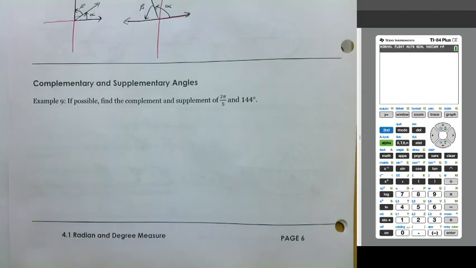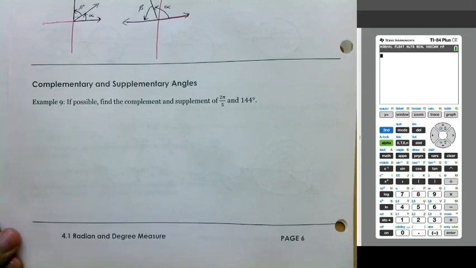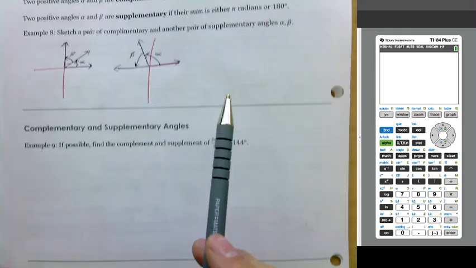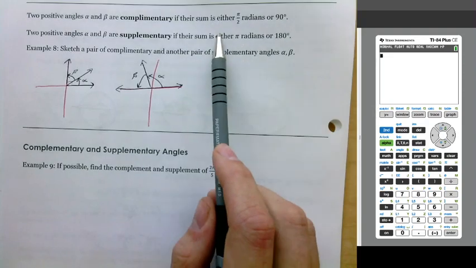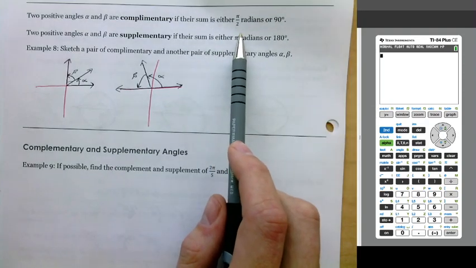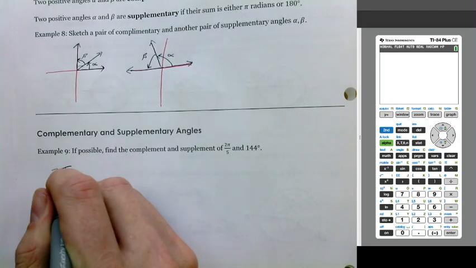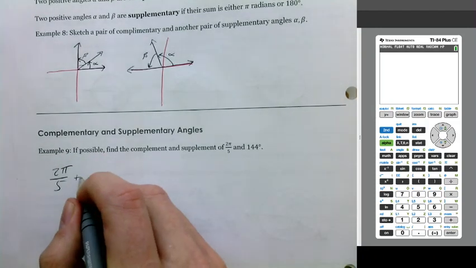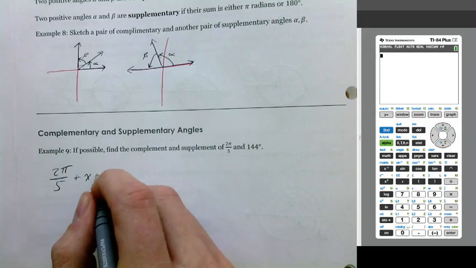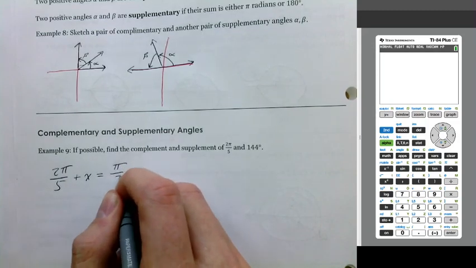Okay, supplement. If possible, find the complement and supplement of 2 pi over 5 and 144 degrees. Let's start with the complement. We know the sum for two angles, according to up above here, has to be pi over 2 for them to be complementary. So let's start with 2 pi over 5 and try to find its complement. In other words, what do I have to add to 2 pi over 5 to get pi over 2?